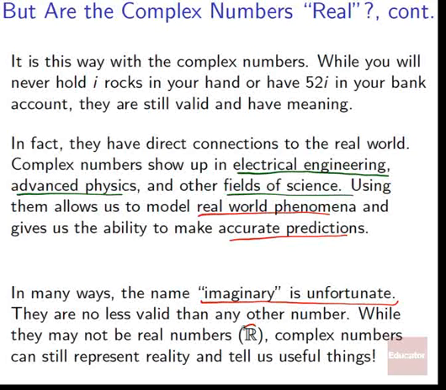They're not real numbers, which is to say they're not R. They're not those numbers that we talked about before, but the complex numbers can still represent reality. So they're not real numbers, but they still show reality. They're imaginary, but only in name. They're actually things that can be used to show real life. They tell us all sorts of useful things, and they're pretty cool. So complex numbers, legitimate, valid. They're not real numbers, but they are real in the sense that they are a part of the real world.